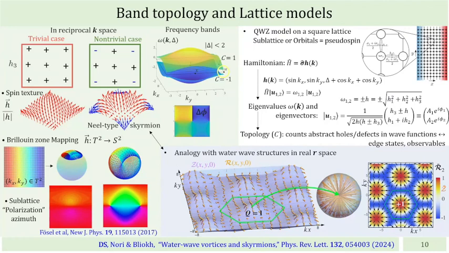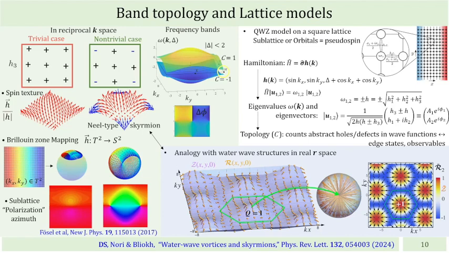And topology would effectively count the number of defects or the number of abstract holes in the eigenwave function, so that we cannot define a gauge continuously over the whole Brillouin zone. Or we can illustrate topology in the reciprocal space by different means, as shown here on the left.